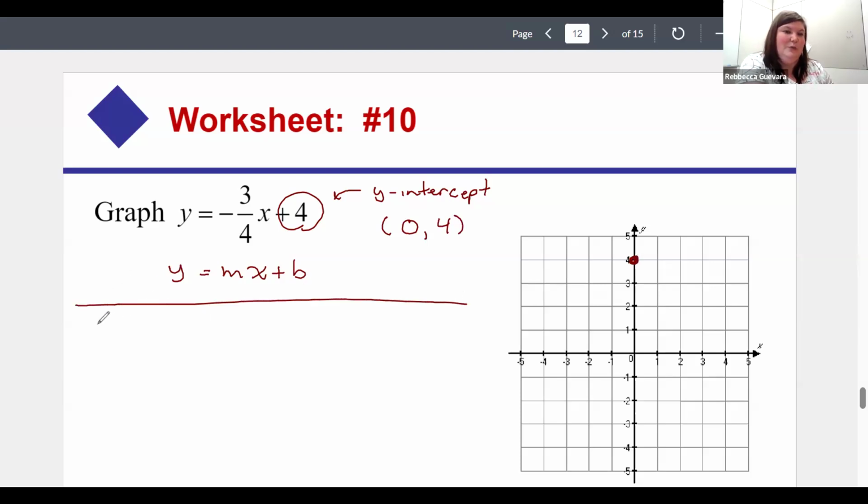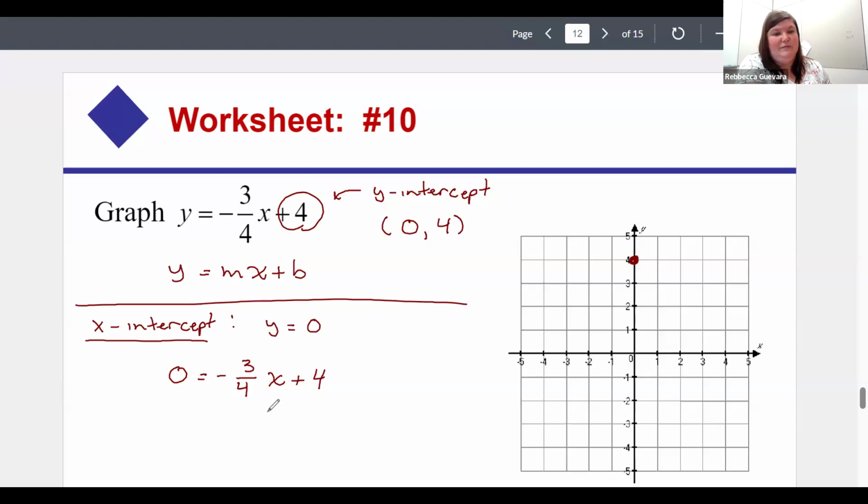That x-intercept is really where our work's going to be. Once again, this is going to occur where y is equal to 0. So I'm going to have 0 is equal to -3/4 x plus 4. Subtract 4 from both sides, and we're going to see what kind of fun we get out of this. So we're going to get -4 equals -3/4 x.